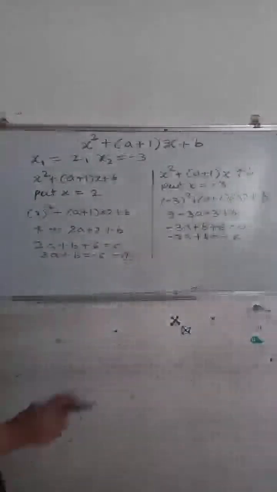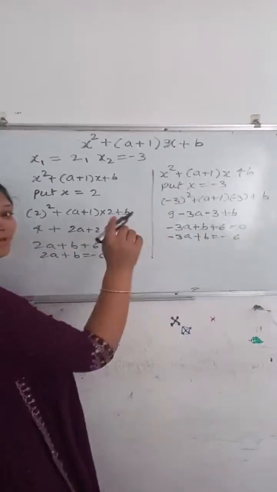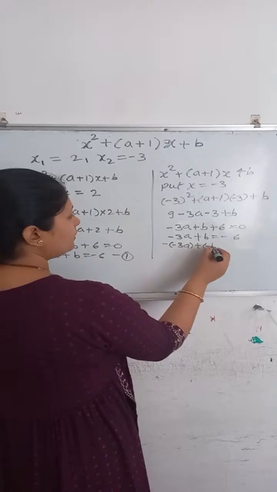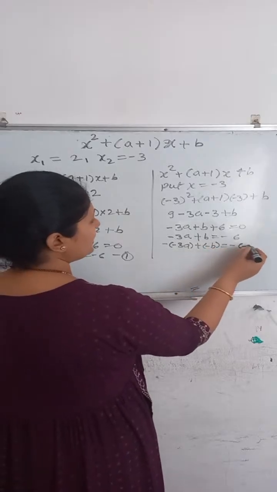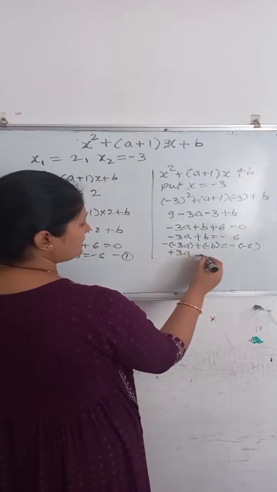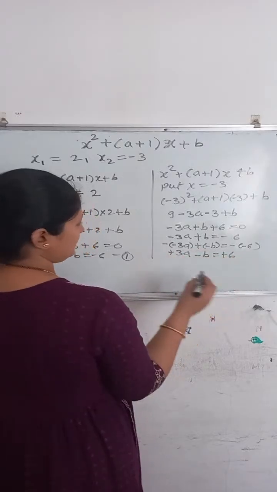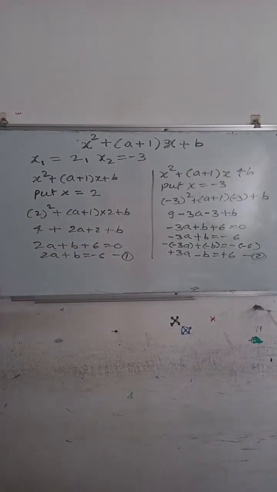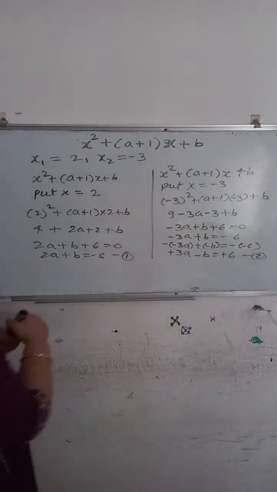Can you get it? Now you can multiply this equation by a negative sign. So this will become plus 3a minus b is equal to plus 6. So this is your equation number 2. Now if you observe equation 1 and equation 2, once you get equation 1 and 2, solve this.